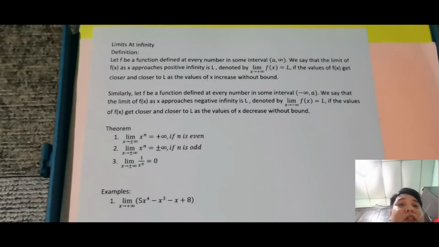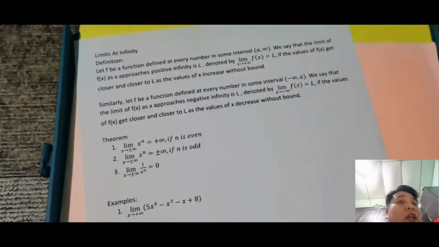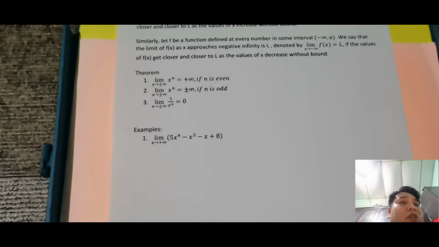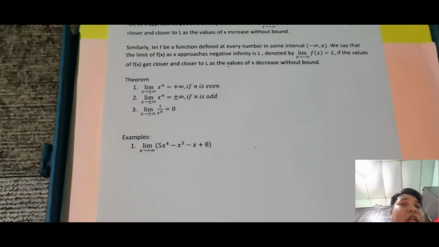Okay, then lastly, number 3, ito importante. Yung limit ng 1 over x raised to n, regardless yan, kahit positive or negative infinity, that is always 0. Okay, tandaan nyo yan. Yung limit ng 1 over x raised to n, as x approaches positive or negative infinity is always 0. So, yan yung gagamitin natin. Yung tatlong theorem na yan, gagamitin natin dito sa mga example. So, hindi ko na babanggitin anong theorem ginagawa ko, pero gusto ko, i-apply mo yung theorem na ginagawa ko.